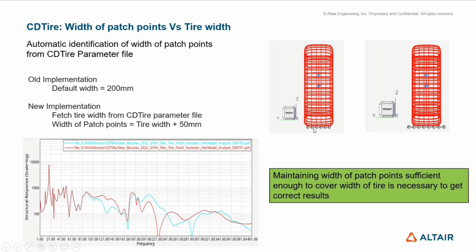So the users had to be mindful of this fact before that. They had to be really sure what width the tire has and what they have to maintain while creating the CD tire. But now this identification of the width of the patch points is automatically taken care of. The logic is that we get the width of the tire from the parameter file, and for the width of the patch points we just add 50 mm. So with this implementation, we are always going to make sure that the width of the patch points is more than the width of the tire.